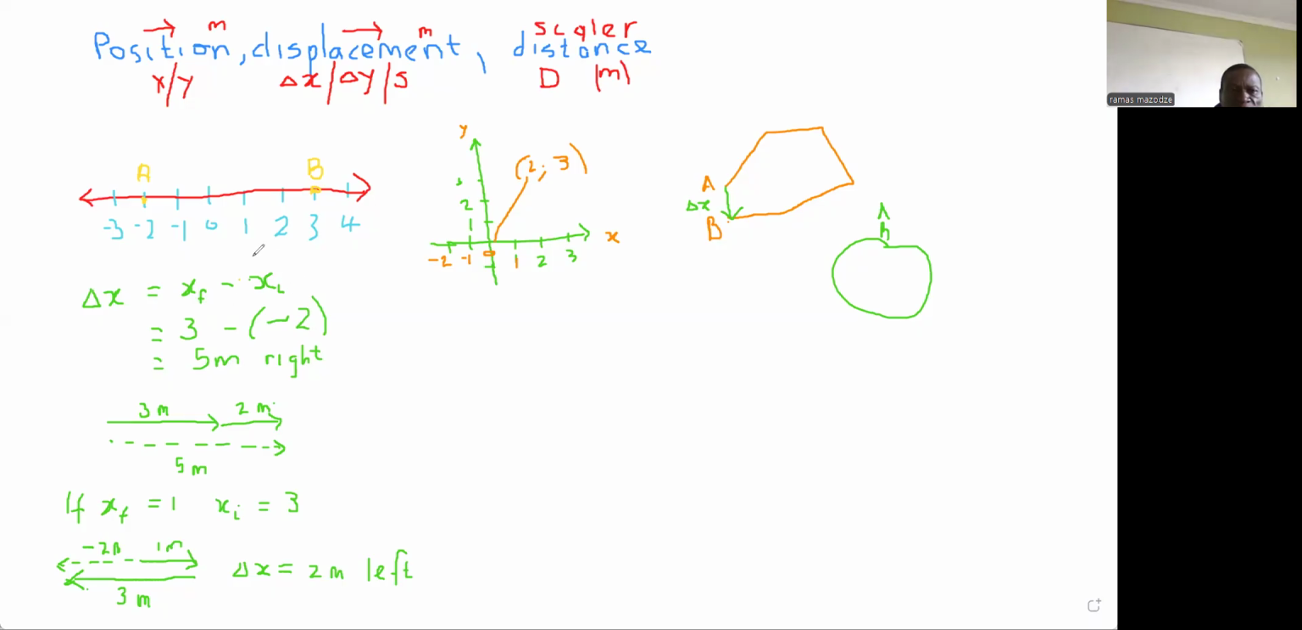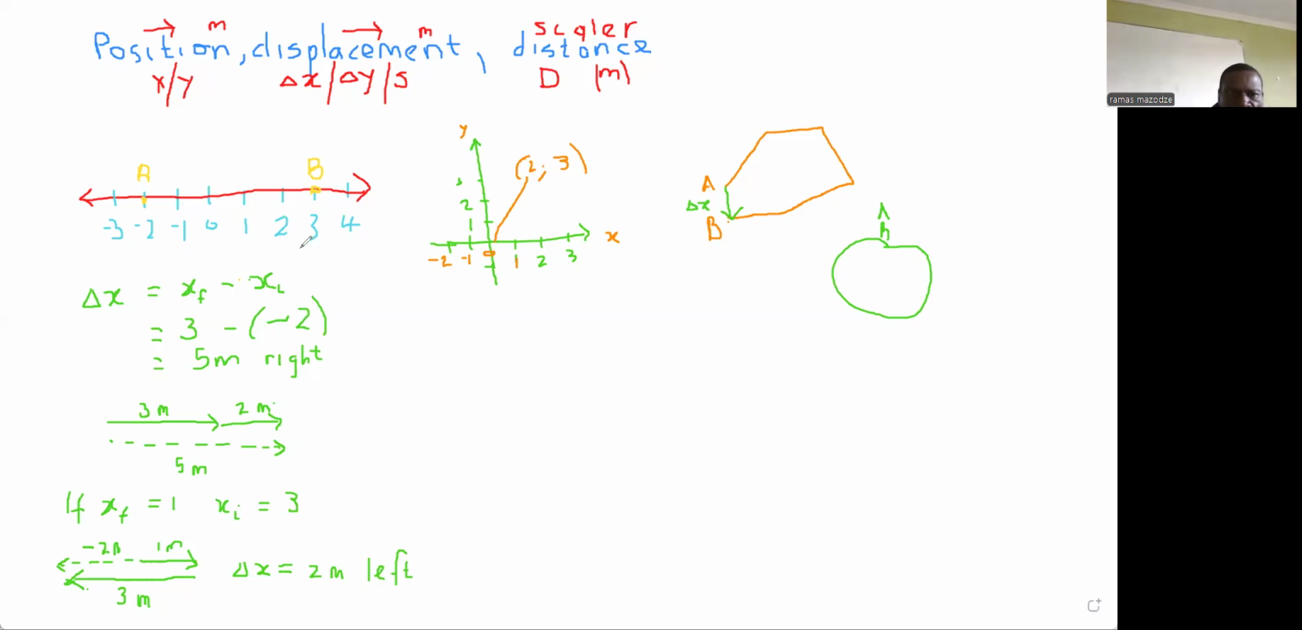So in this case, the final position would be 3, which is 3 meters to the right, which is plus 3. The initial position is minus 2. So if you use the formula 3 minus negative 2, you find that the displacement from A to B is actually 5 meters to the right. This is by calculation using this particular formula. Right? This formula only works, I think a lot of tutors forget to emphasize this, it only works for straight line motion or one-dimensional motion when dealing with 1D motion.